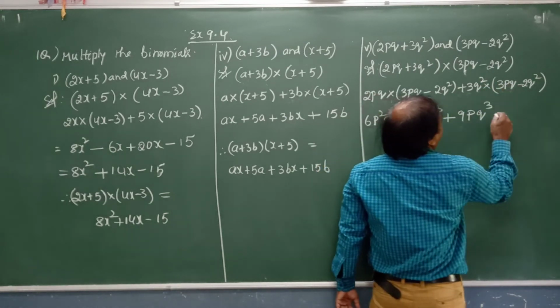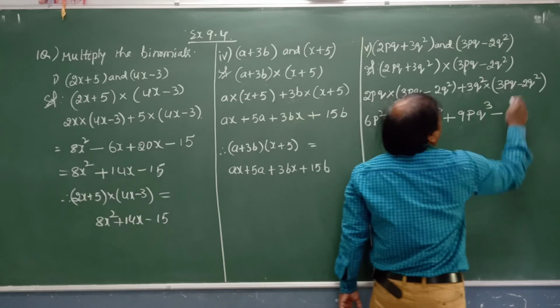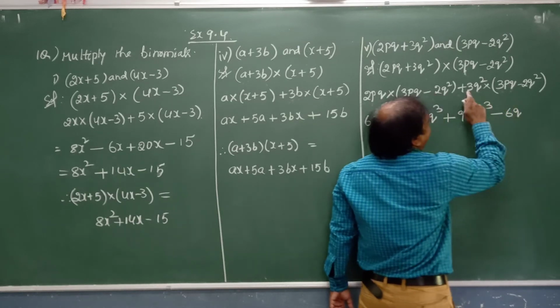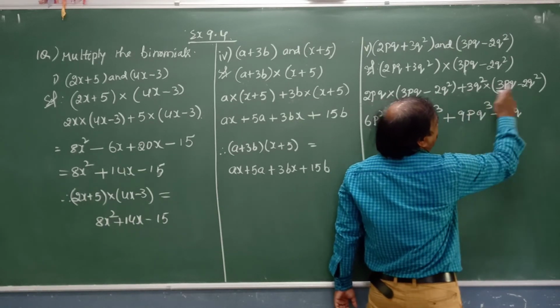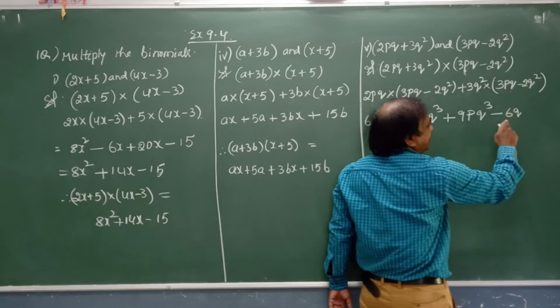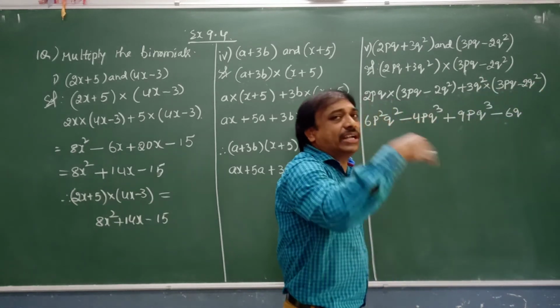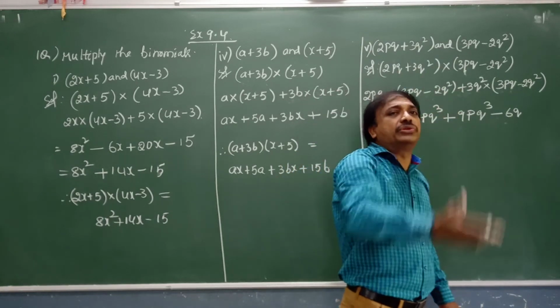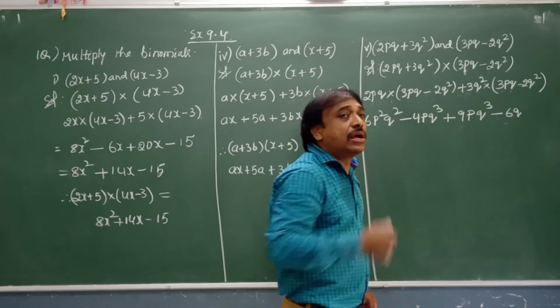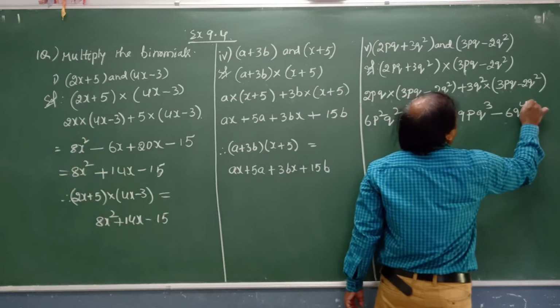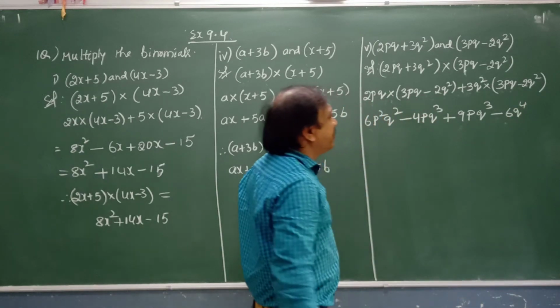Plus into minus, minus. 3 2s are 6. Now q square and q square. Here 2 and there also 2. Q square into q square. Total how many q's? 4. So q to the power 4.